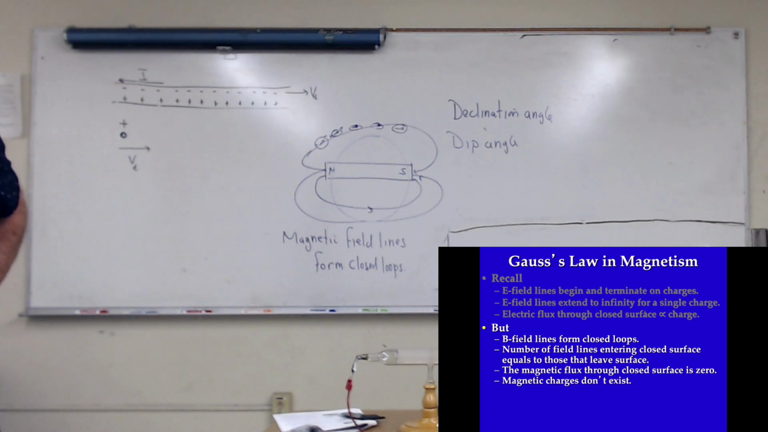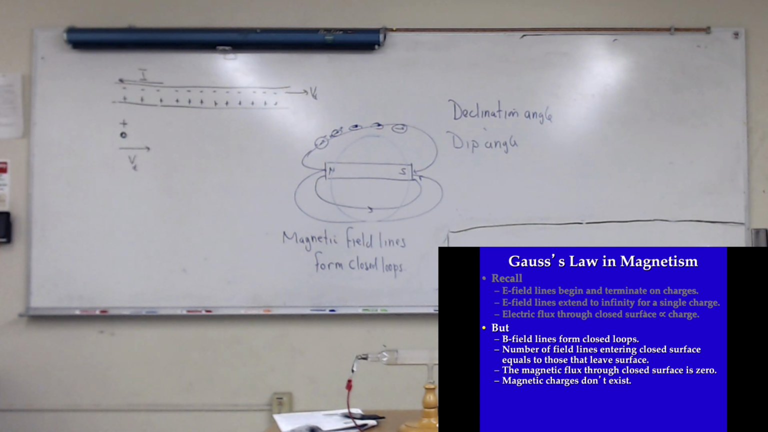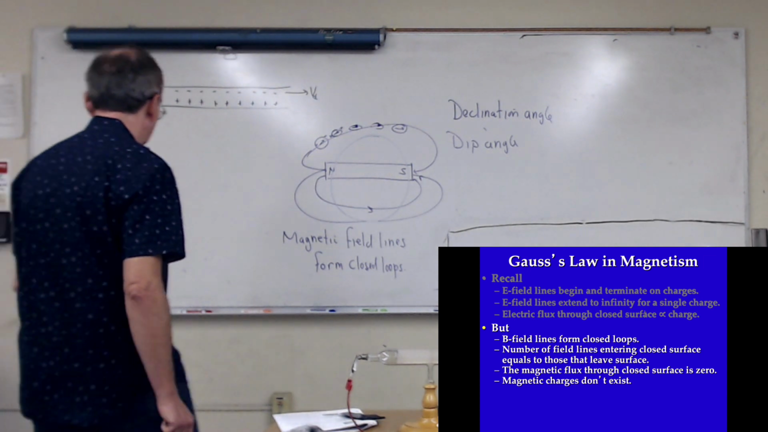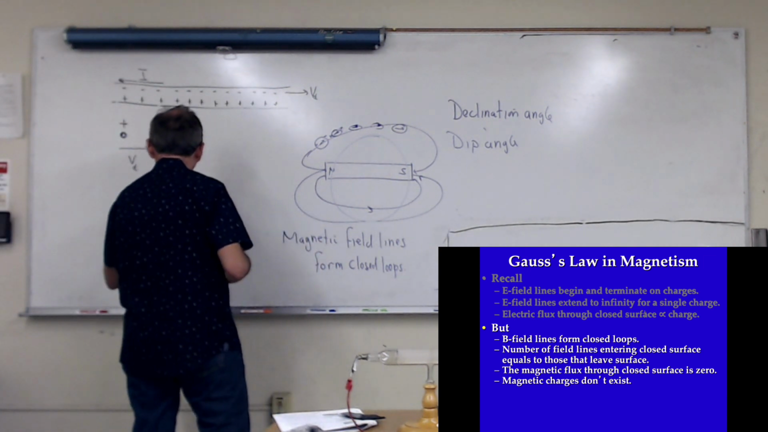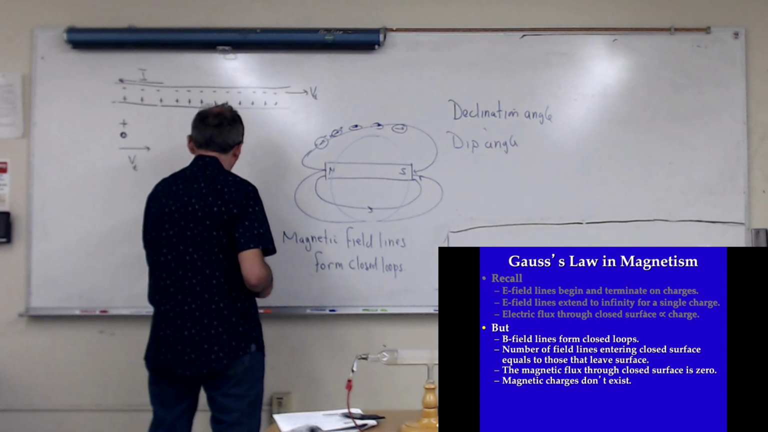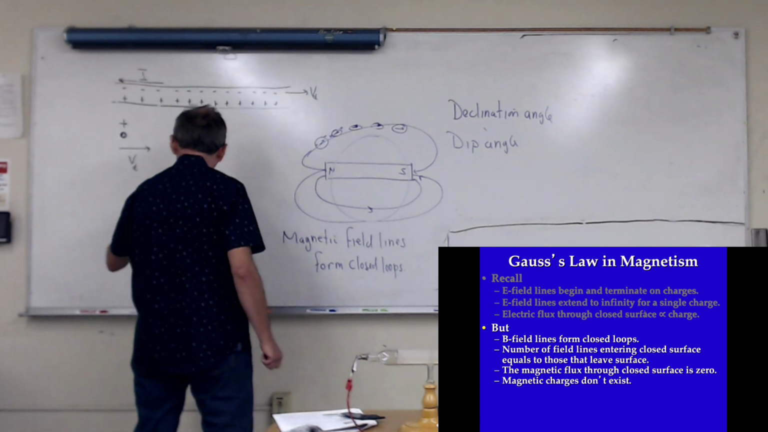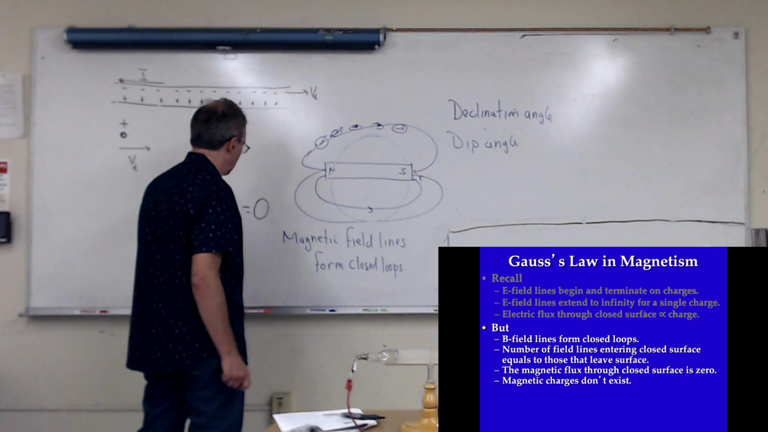The magnetic flux through a closed surface is zero. Isolated magnetic charges don't exist. All magnets come in dipoles. All magnets come with a north pole and a south pole. So if you take the integral of the magnetic field over a closed surface, it's always zero.